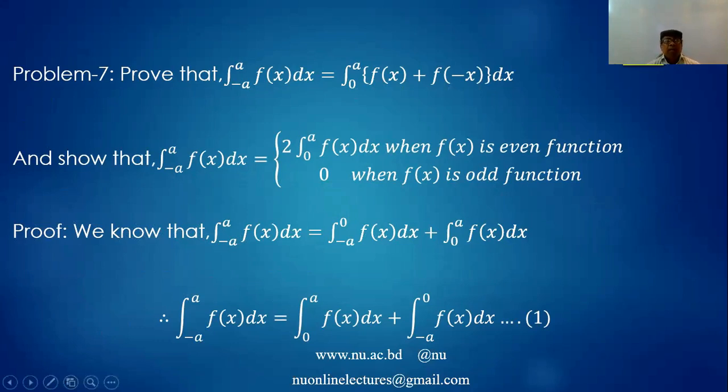We know that integration minus a to a f of x dx equal to integration minus a to 0 f of x dx plus integration 0 to a f of x dx. We know it because we did it already. So therefore, integration minus a to a f of x dx equal to integration 0 to a f of x dx plus integration minus a to 0 f of x dx. This is number 1.